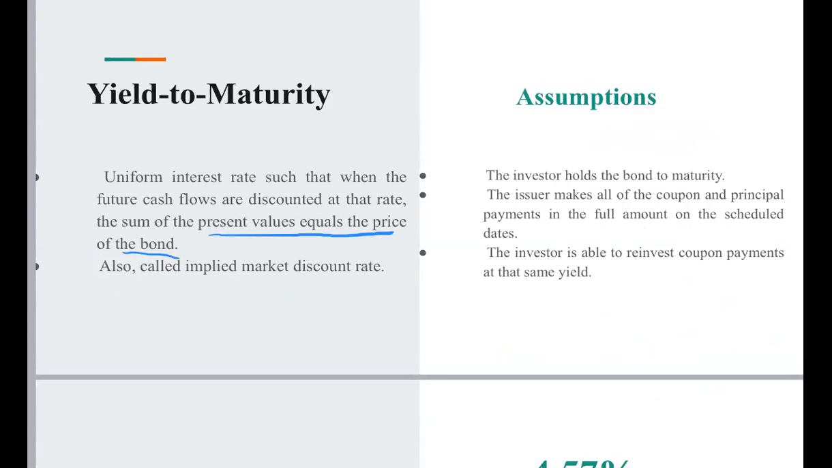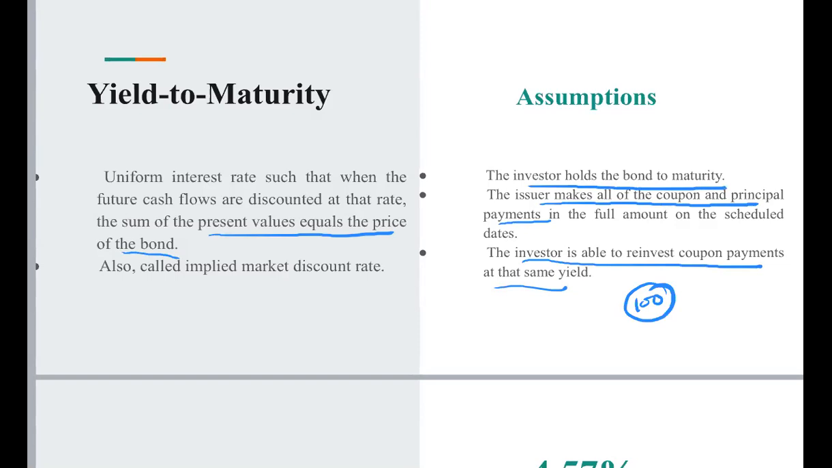When investors buy a bond, they have to pay the market price. The assumption is that the investor buys the bond and holds the bond till maturity, so the investor will get the face value of the bond, for example, 100 Taka. Another assumption for yield to maturity is that the issuer does not default, which means the issuer makes all the coupon and principal payments on the scheduled dates. Another assumption is that the investor will be able to reinvest the coupon at the calculated YTM.